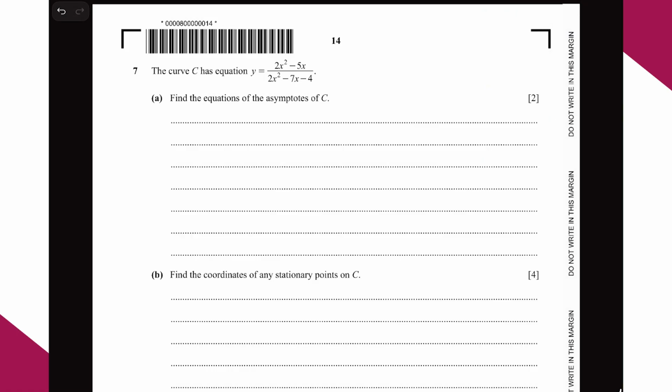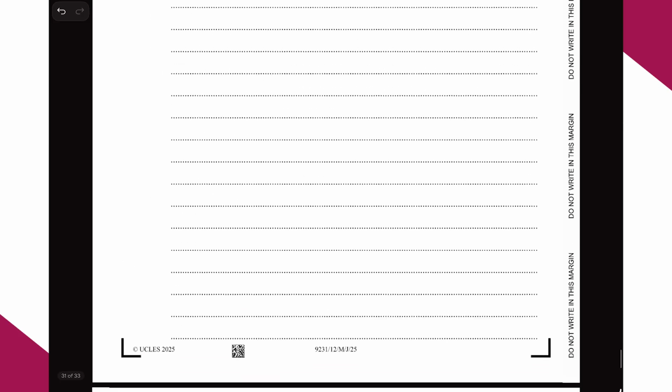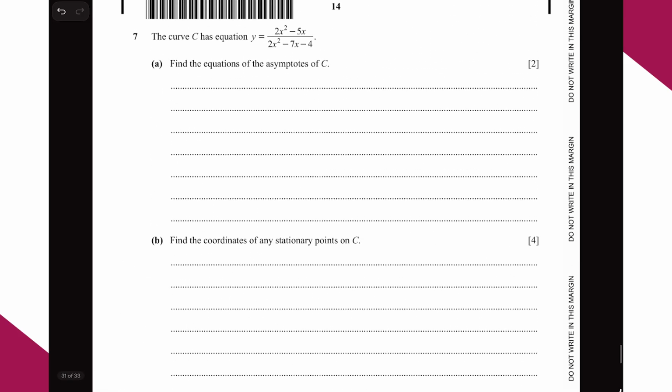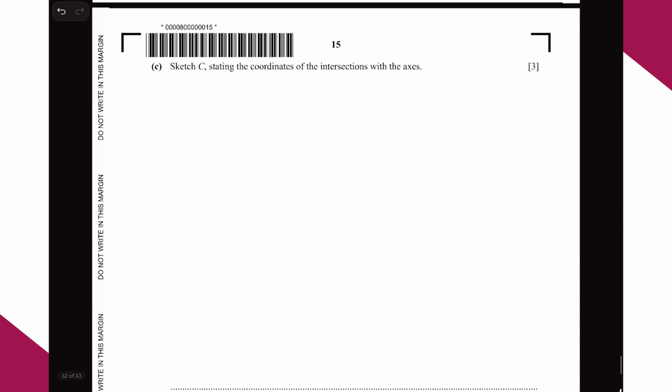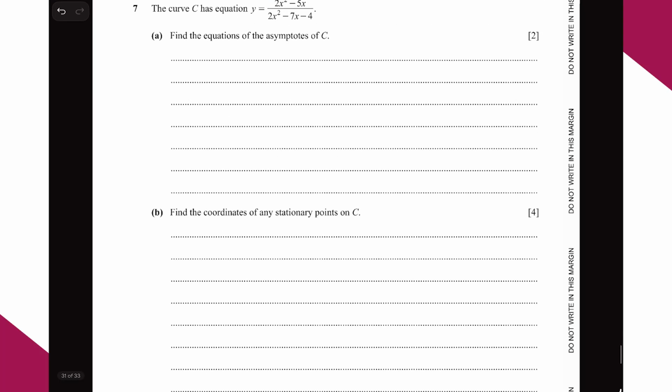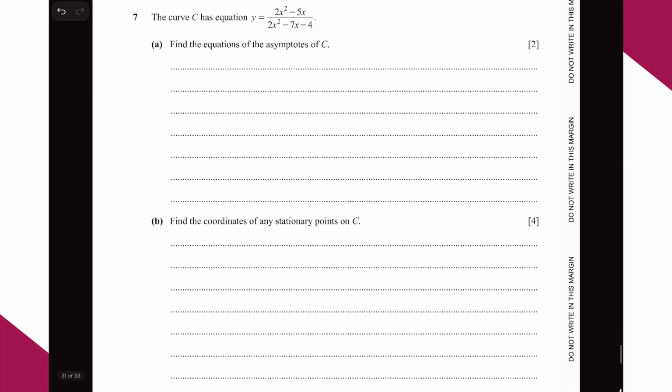Okay, so this is the question. This is from 2025, paper one, variant 2, and this is the most recent one. It has the things that I want to show you, because it's got equations of the asymptotes and stuff like that. So first of all, we want to take a look at the format.